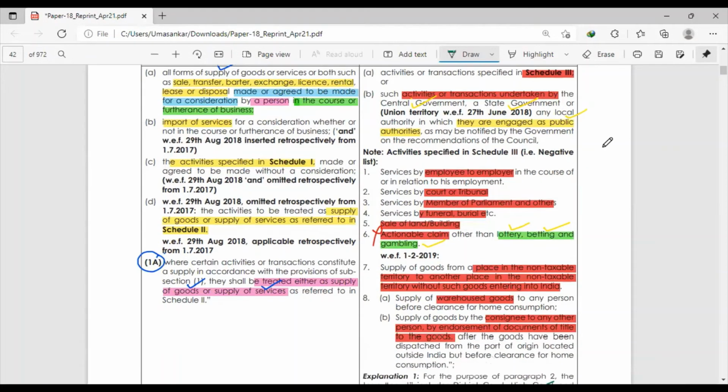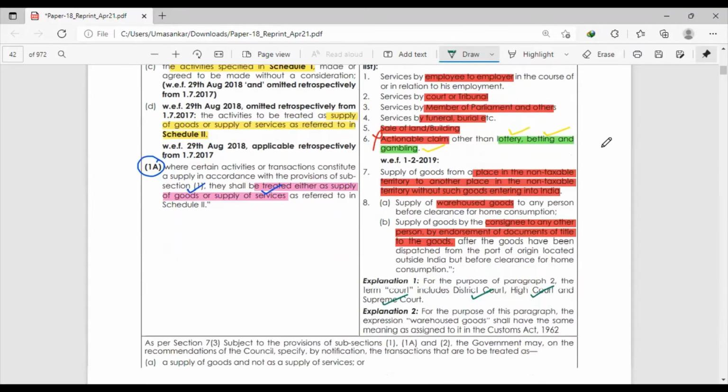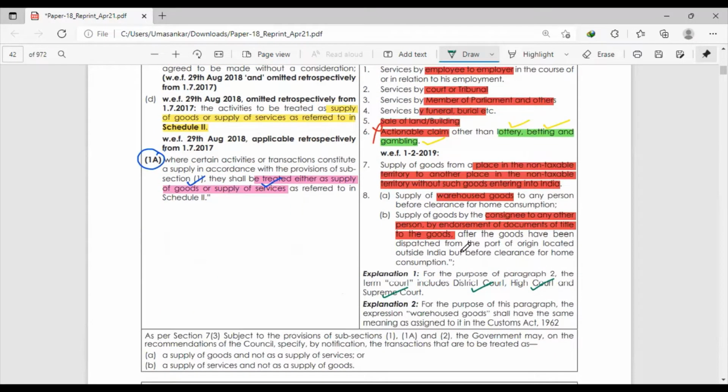And some of the goods: when supply of goods takes place from one non-taxable territory to another non-taxable territory without goods entering into India. Next point, supply of warehouse goods to any person before clearance for home consumption. The next point, supply of goods by the consignee to any other person by endorsement of documents of the goods after dispatch from the port of origin located outside India, but before clearance for home consumption.